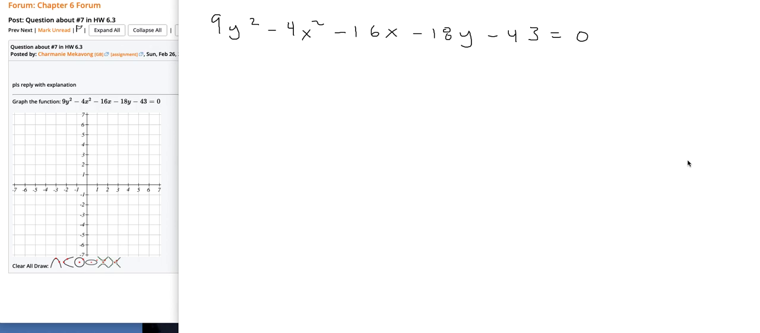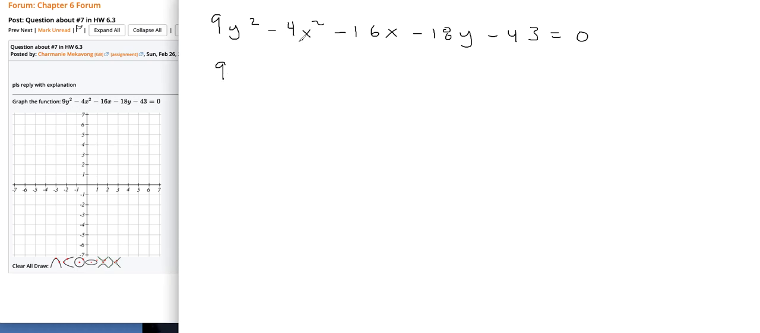Okay, so we have this hyperbola. It is not in standard form. So I'm going to complete the square twice, once in y, once in x, and then that's going to let me get into the form where I can see my vertex and everything in my a and my b, and that will let me get it graphed. So let's get this rewritten.